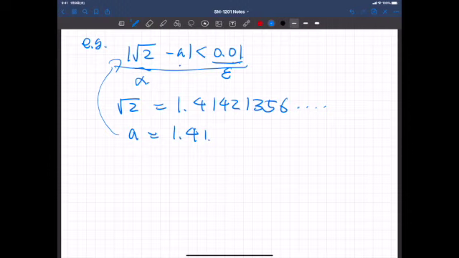So the difference should be 0.0042 and so on, which is less than 0.01. So that should be fine. But if we take a equal to 1.43, then this is not good. So this violates this inequality.